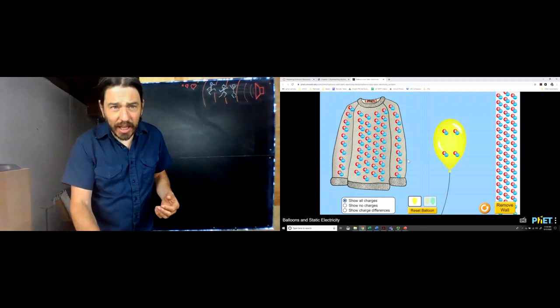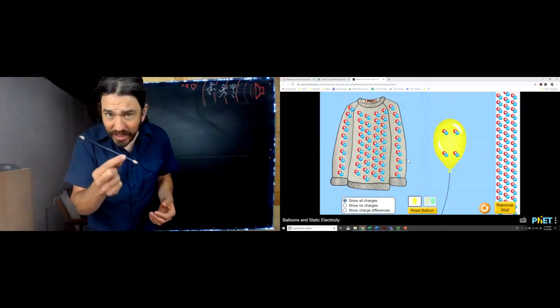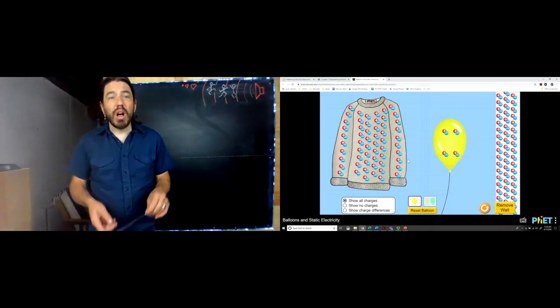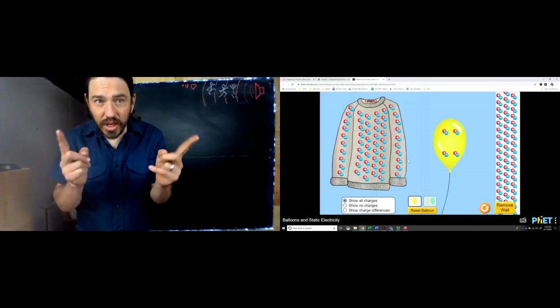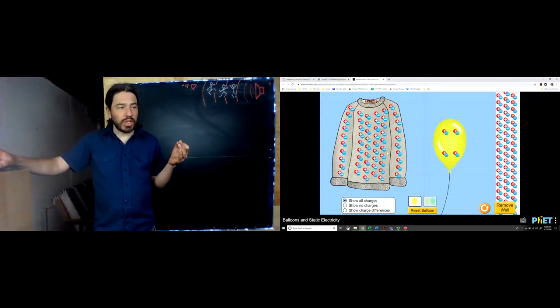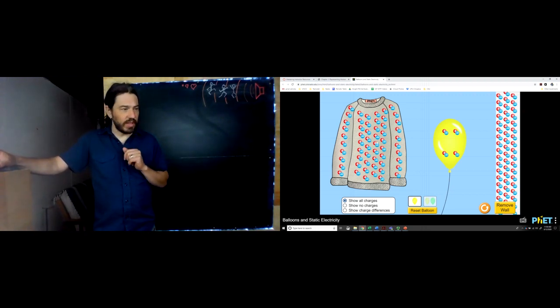Any object you can pick up has billions and trillions and gazillions of positive and negative charges, because all of the electrons in this pencil have a negative charge. All of the protons have a positive charge. So that's what we see in the simulation. Now, obviously, the simulation is not showing all of the charges in this sweater, but it's showing that even though the sweater right now is neutral, it's neutral because it has equal numbers of positive and negative charges. It's not neutral because there are no charges at all. That's the important thing to note here.